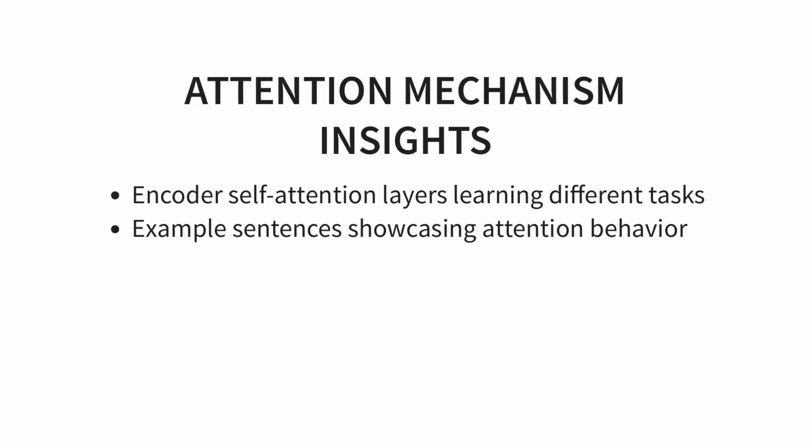The attention patterns in the transformer provide insights into the model's inner workings. The encoder's self-attention layers learn to focus on different parts of the input sentence to perform various tasks. The provided visualizations illustrate how certain attention heads specialize in identifying sentence structure and relationships between words.